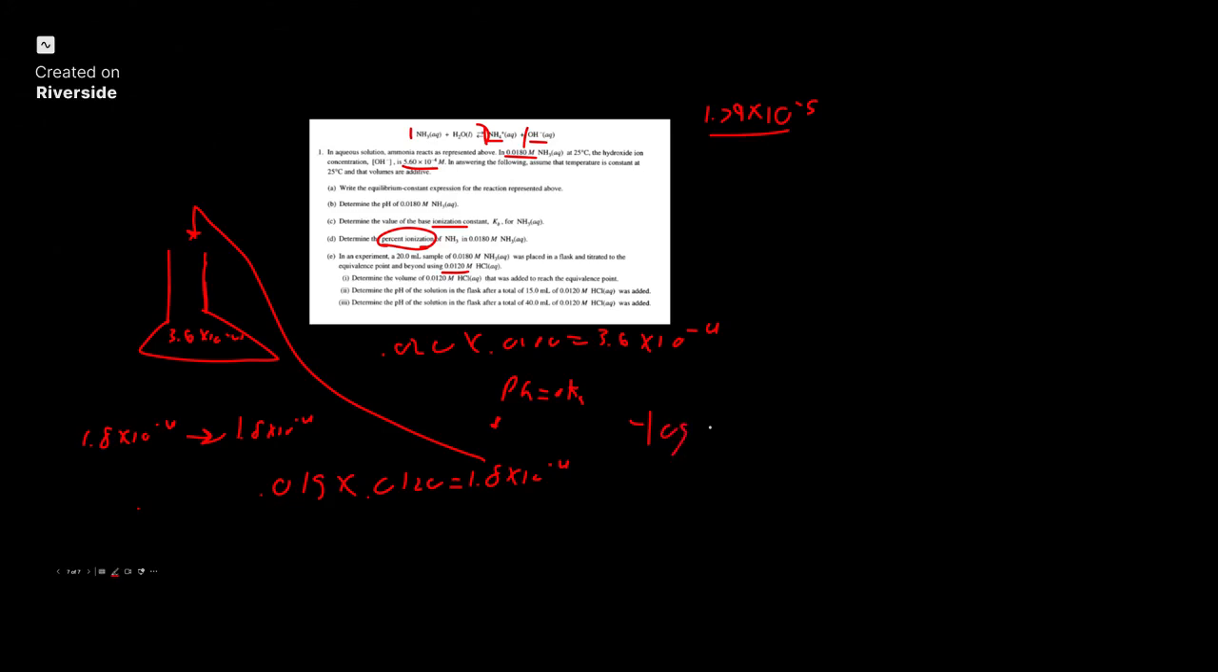So negative log of your Kb value, okay? That will give you negative log of 1.79 times 10 to the negative 5. That'll give you 4.7. Okay. 4.75, we're going to say.